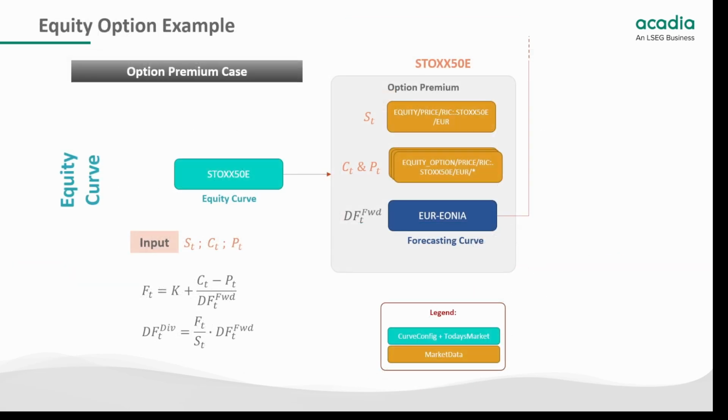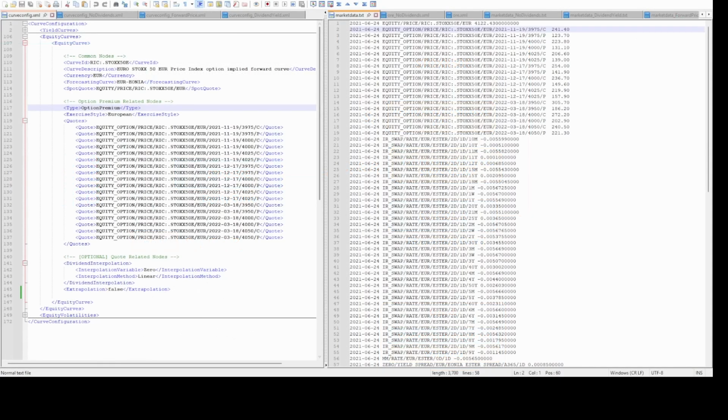In terms of market data schema, we have the spot price, we have the call and the put prices, or at least one pair of them, and as usual, the forward discount factor. Regarding the ORE configuration, the type node needs to be set to option premium. There's an additional node called exercise style, which needs to be set to European in our case.